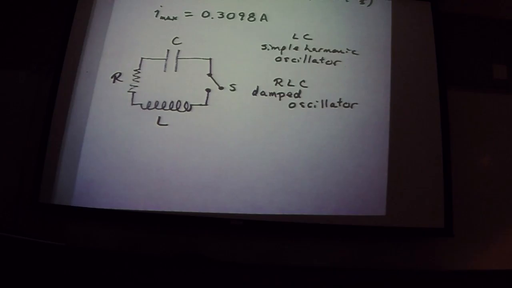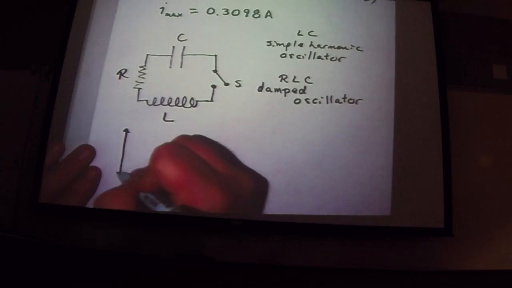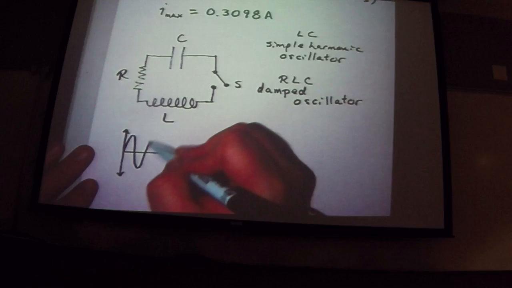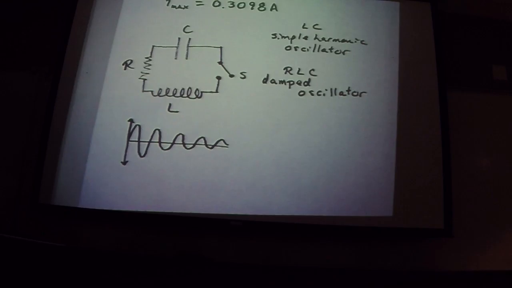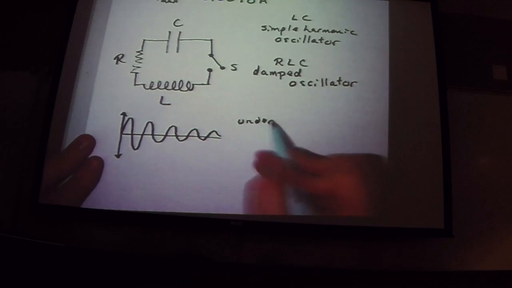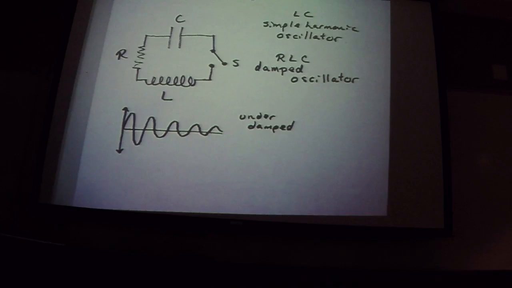Let's see, what is it? Let's see if I can remember what it means. I'd have to look it up. But if it's an underdamped, what's going to happen is this. You'll get some oscillations, like so, and they dampen out over time. That's an underdamped one. Underdamped. Okay?